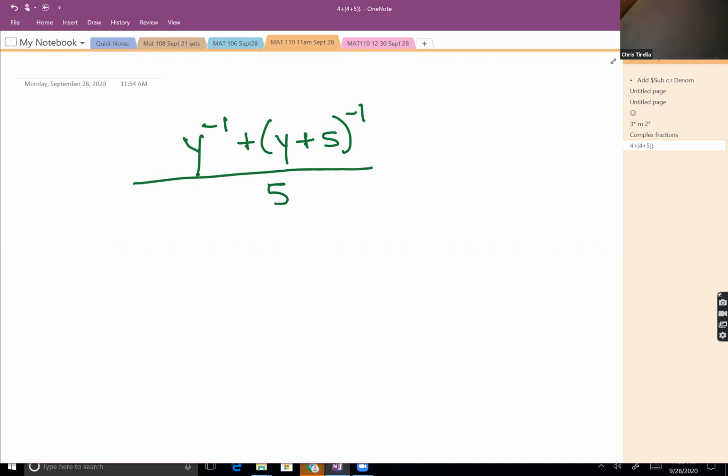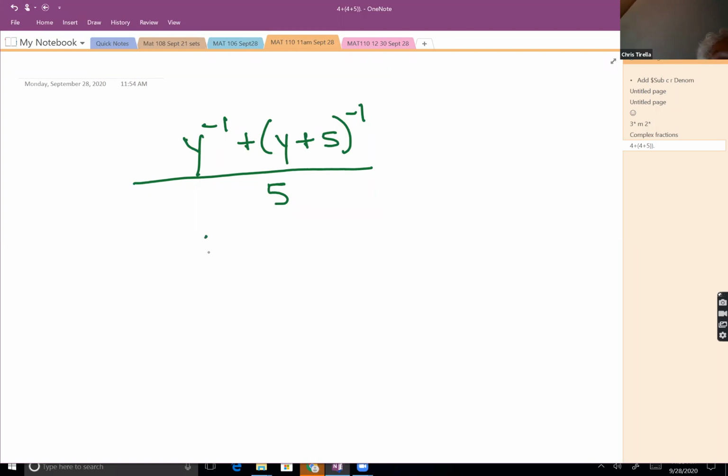Huh. It doesn't look like a complex fraction to me. I don't see a fraction within a fraction. Does it look like a complex fraction to anybody else? There's a negative 1 exponent, which means the y has to be in the denominator. Beautiful, that was the answer I was looking for. Amazing, thank you.